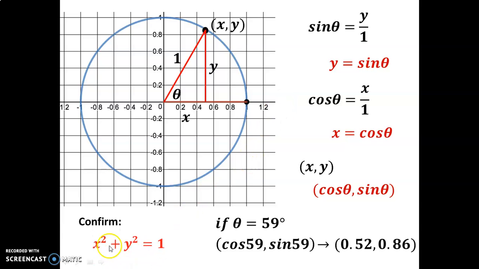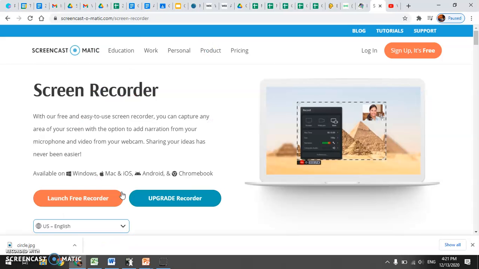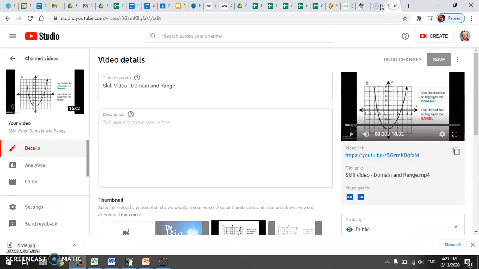We can also confirm that by using the equation of our unit circle, which we know is x squared plus y squared equals 1. We can put in those two values, 0.52 squared plus 0.86 squared, and if you did that, you would notice they equal 1. So everything makes sense so far. This is the key part of trigonometry. Let's look at something online to take a look at that same idea.